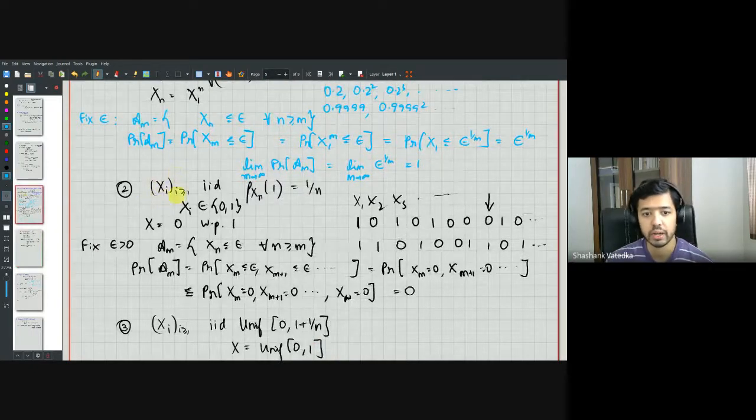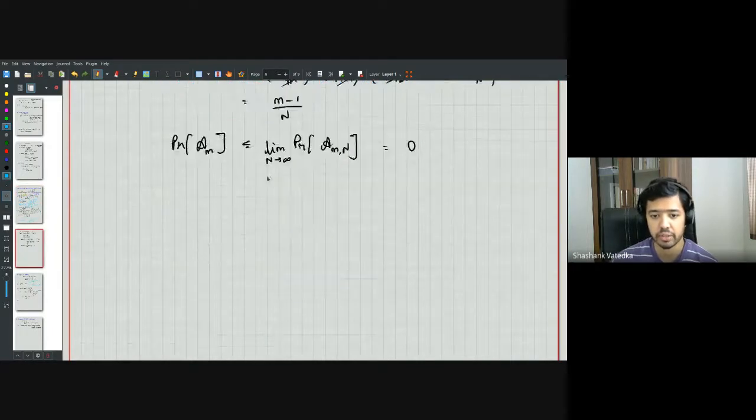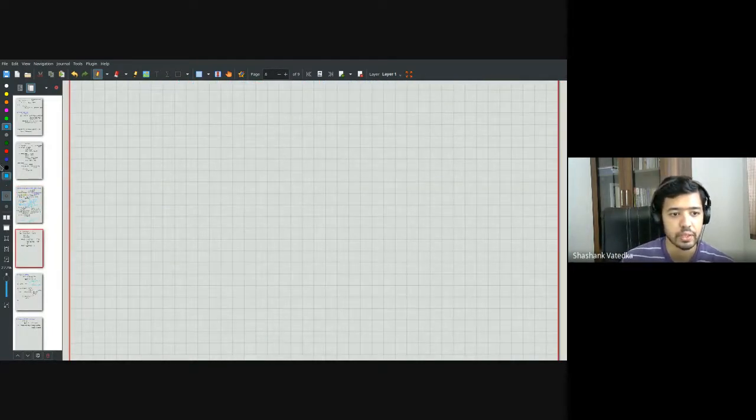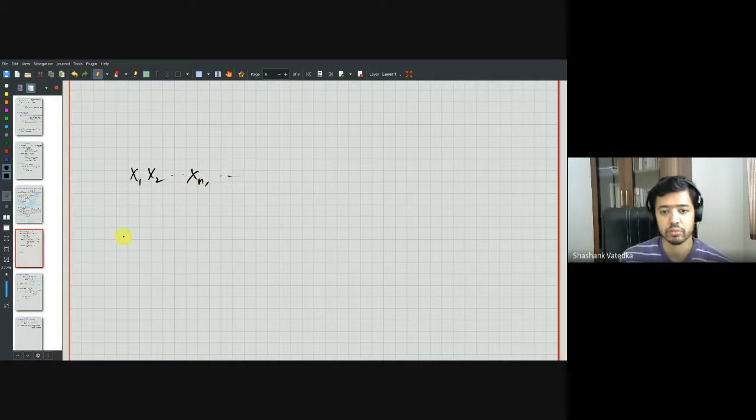So take a look at xi. The probability that xn is equal to 1 is 1 over n. And the xn's are all IID random variables. Right, so take x1, x2, xn, and so on. The probability that xn is 1 is 1 over n.